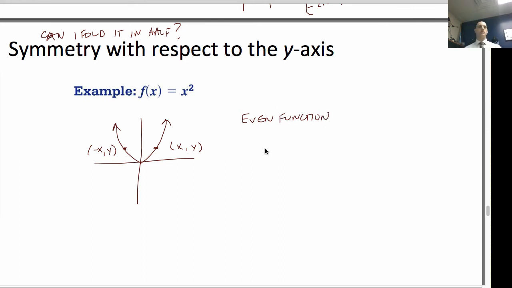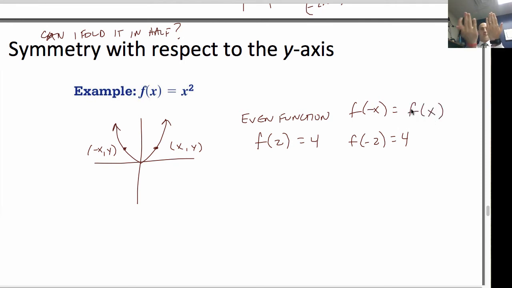Okay, that's an even function because if I do f of 2, it equals 4, and f of negative 2 also equals 4. Okay, so an even function says f of negative x is equal to f of x. Okay, symmetry, y-axis symmetry. Okay.